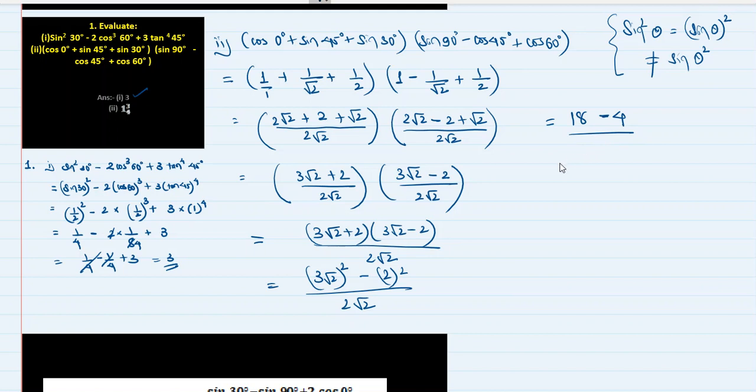There is one mistake. There is multiplication over here, so this 2 root 2 will become square. 2 root 2 square is 8.